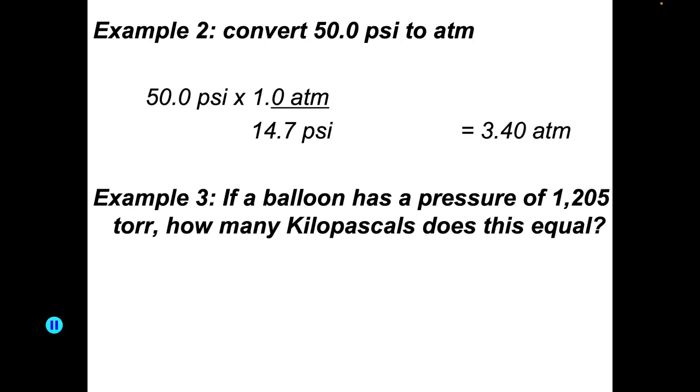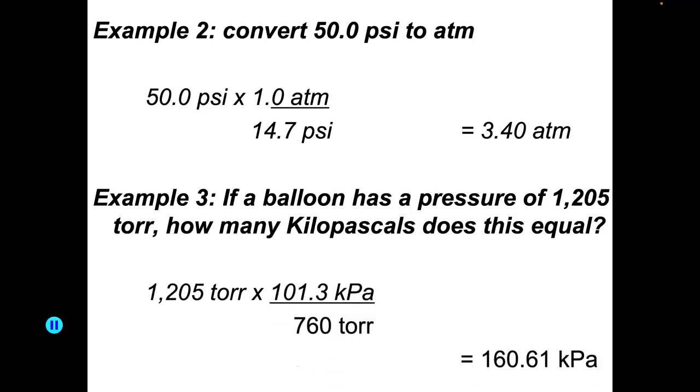Last example, if a balloon has a pressure of 1,205 torr, how many kilopascals does this equal? Again, pause the video, try this, and then check. We have 760 torr in an atm is equal to 101.3 kilopascals. And so when we do our math, we get 160.61 kilopascals. And you'll get a chance to try some more of these on your homework.